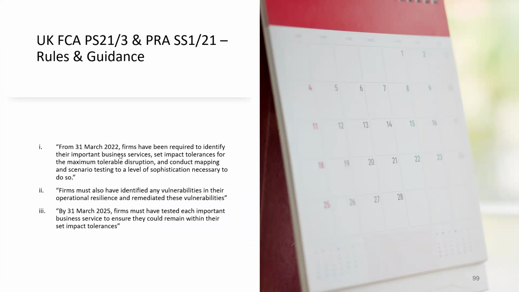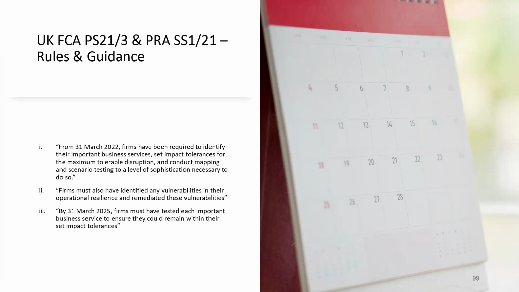We've already mentioned this, that from 31st March 2022, firms have been required to identify their important business services and set those impact tolerances for the maximum tolerable disruption, and we'll talk about that in a moment, and conduct mapping and scenario testing to a level of sophistication necessary to do so. They must have also identified any vulnerabilities in their operational resilience and remediated these vulnerabilities. So it's not enough to have identified a list of vulnerabilities and simply put those in a register. Firms must have identified these vulnerabilities and then remediated those.